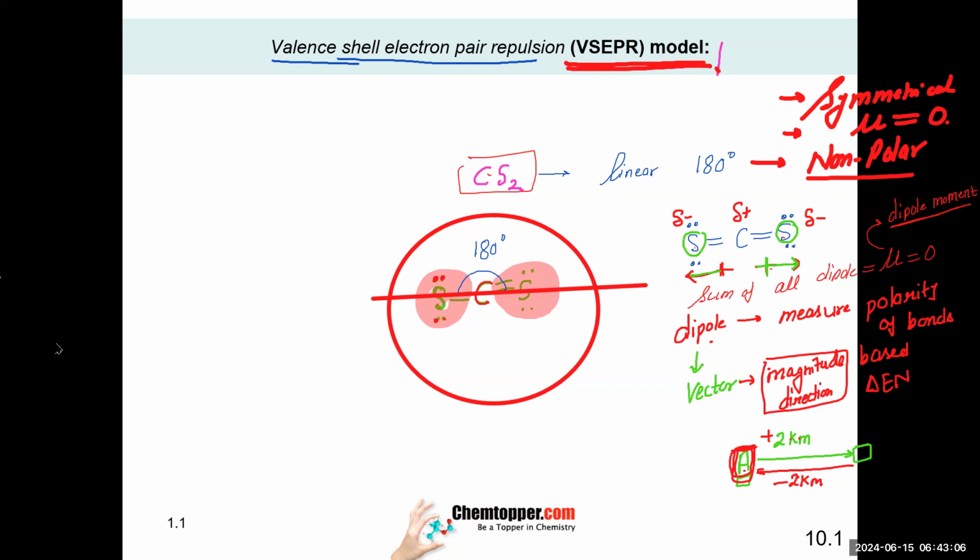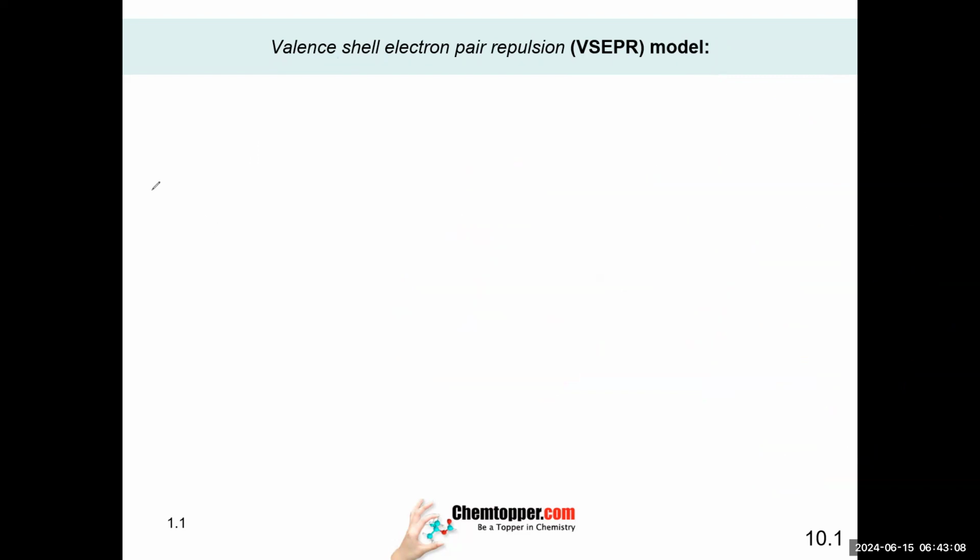Now, so the molecule is nonpolar. Ready for another example? Let's do this one. COS. Central element. Skeleton. Total valence electrons.